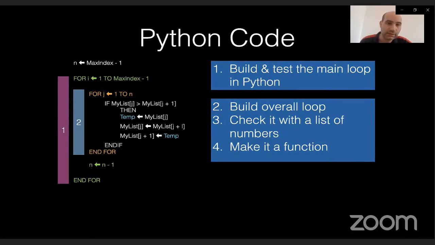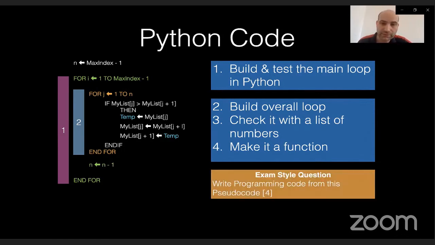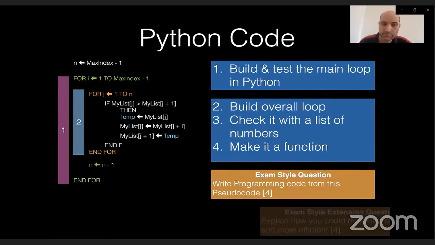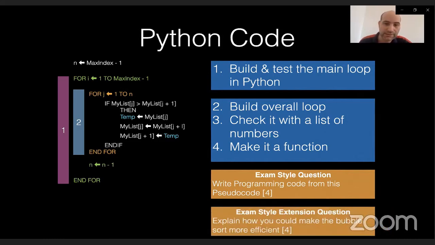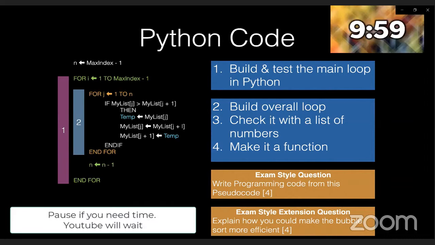Now, obviously, this is a practical exercise. So what would the exam questions look like? Well, the first question would be, write programming code from this pseudocode, which is exactly what you're going to do. And then there's a good chance there's a follow-up question. So an exam-style extension question is, explain how you can make the bubble sort more efficient. And we'll look at that after you've had a go at this.